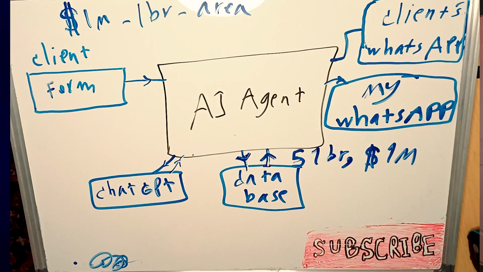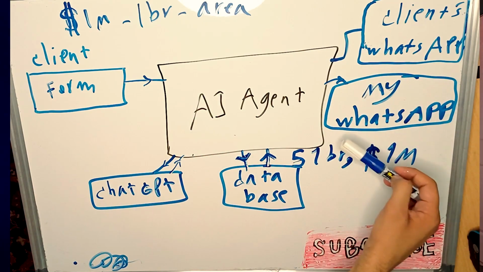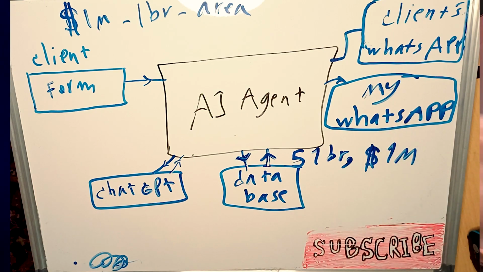So I would rather do this, because personally I do this. I ask it to send it to my WhatsApp, and then I call the client directly, like the traditional way. This is one of the examples of how you can use AI agents, AI automation agents. Also, there are some other usages.